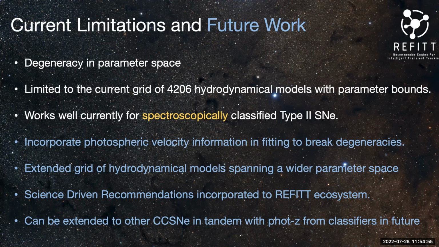And now it's limited to spectroscopically classified type 2s, but from Patrick's talk as well as David's talk, we have photometric classifiers which will give us photometric classifications, so that can be incorporated and tested in the system. Ultimately this can be incorporated on a nightly basis to refit, so that we can choose with what scientific priorities we have. And it can also be extended to other types of core-collapse supernovae if we have a good working set of hydrodynamical models.